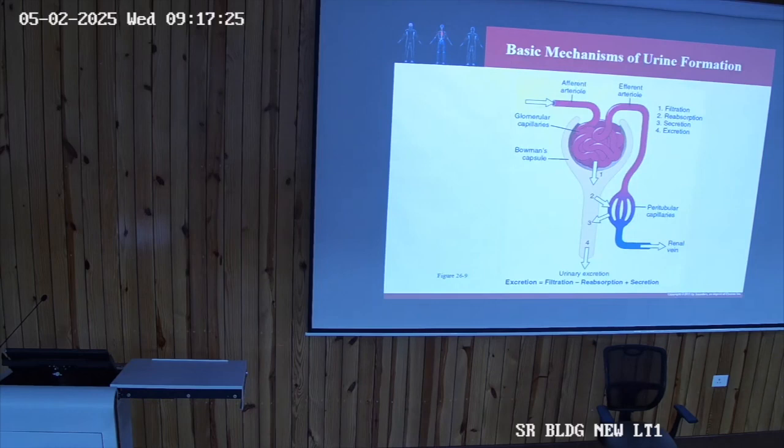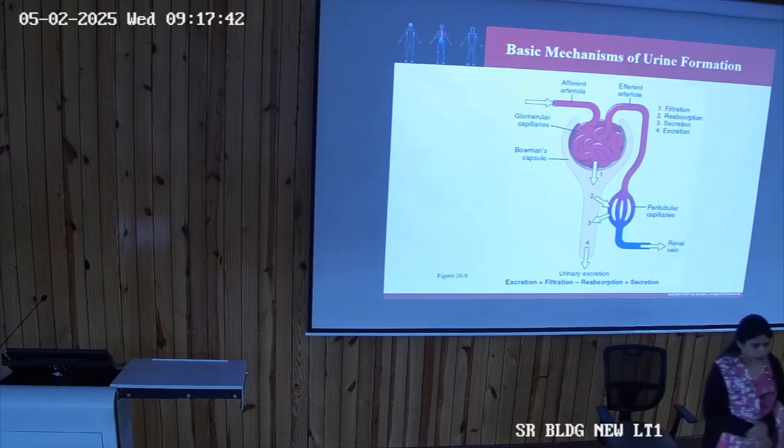Now, basic mechanism of urine formation. What are the basic mechanisms which are taking place? The afferent and the efferent arterioles. Okay, when you are making a diagram, please make it a bold presentation that there is variation in the diameter of the afferent and the efferent arterioles.